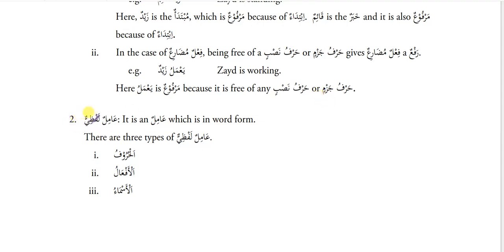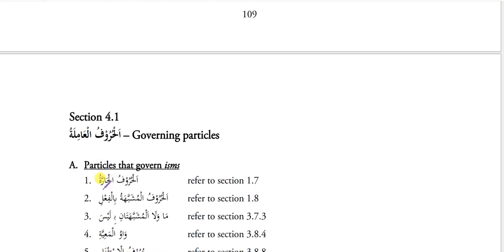Then we have Amilun Lafziyun. It is an Amil which is in word form. There are three types of Amil Lafzi. A word can be of three types: Ism, Fi'l and Harf. Similarly, an Amil can also be of three types. An Amil can be a Fi'l or Harf or Ism as well. So first is Al-Huruf, second is Af'al and third is Al-Asma'u.